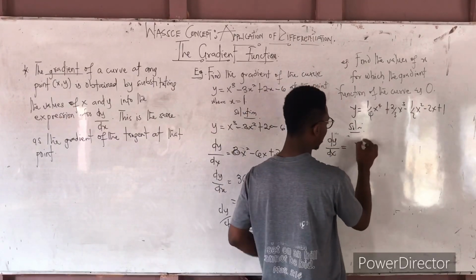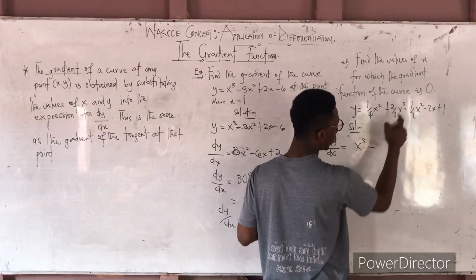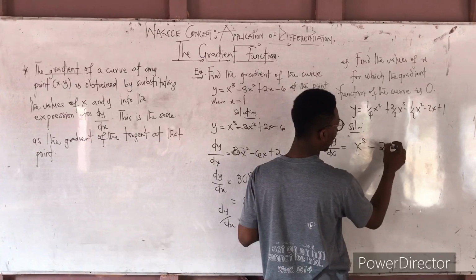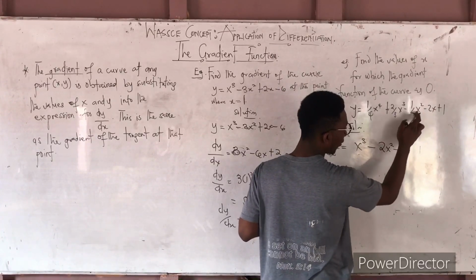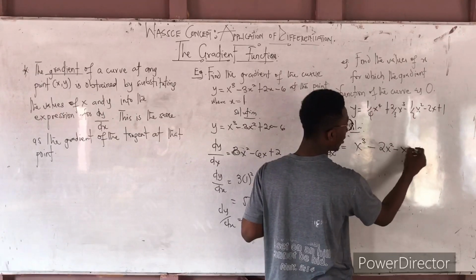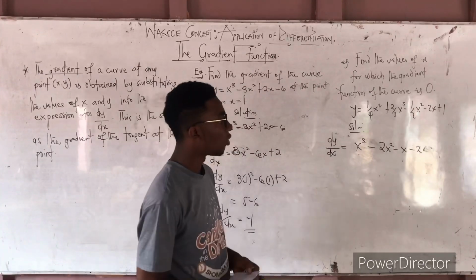So this one will give you what? x cubed. And this one will give you 3 times 3, which you take this away. This will go to 2. So you get 2x squared minus, when this 2 multiplied by half, which you take it away, so you get what? Minus x minus 2 plus 0. Okay. So when you do your derivative very well, it's 10 by 10.